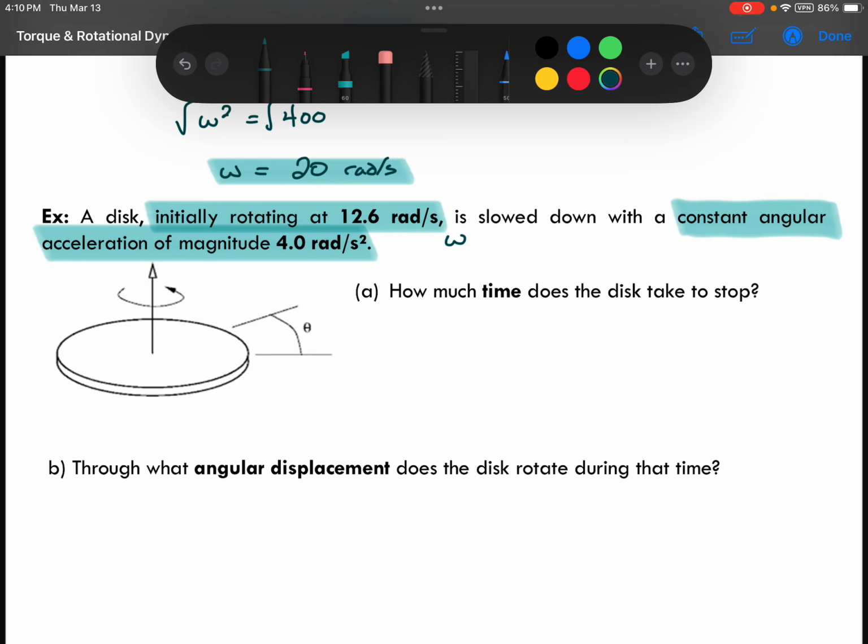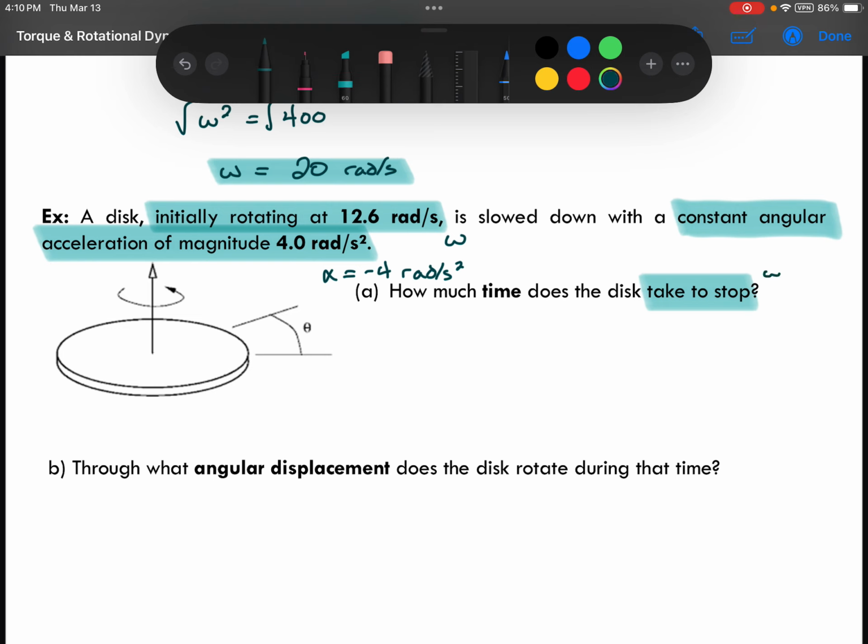Is the acceleration in the same rotational direction as the current angular speed? And the answer is no. Remember, if things are slowing down, the acceleration's acting in the opposite direction. And so we just need to keep in mind that when we're actually putting in numbers, we need to use -4 radians per second squared in our kinematics so that we do actually end up with an object slowing down.